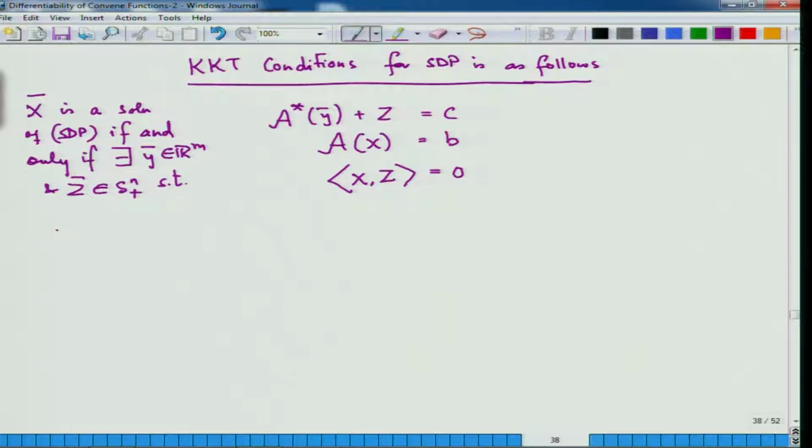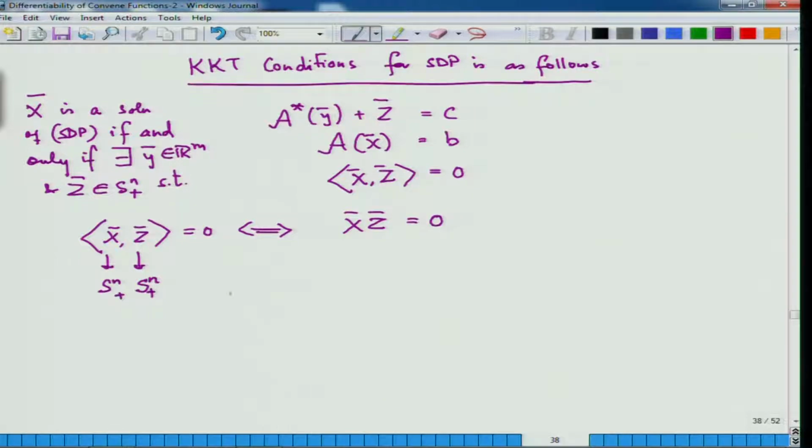But there is a very interesting standard result which says that if you take any two matrices x bar and z bar, both in Sn plus, then the following holds: the trace of x bar z bar is equal to 0 if and only if the product x bar z bar is equal to 0.